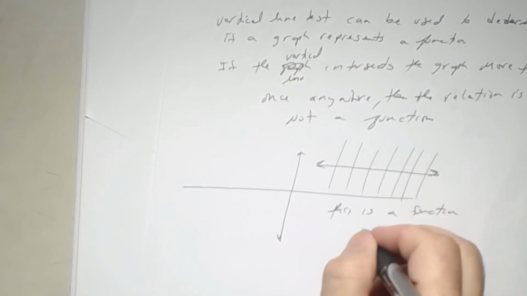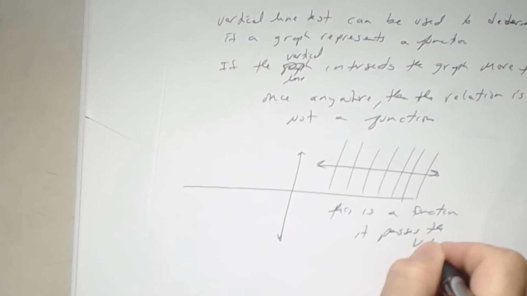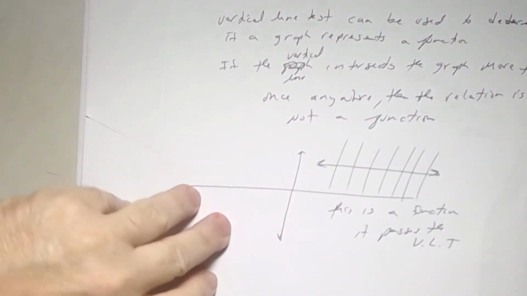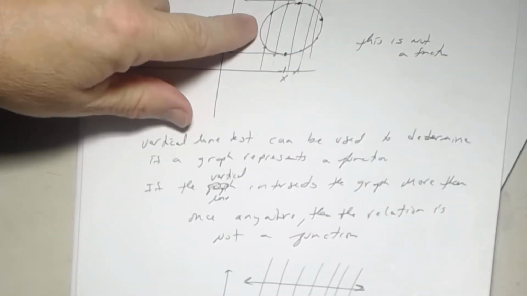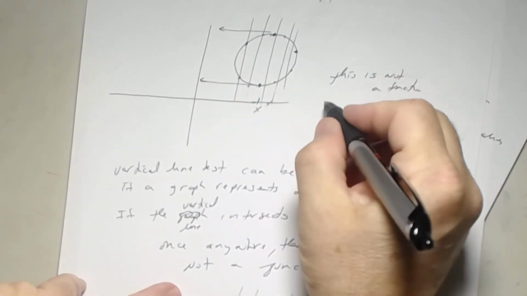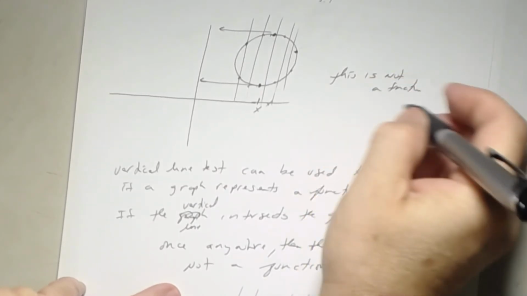Okay, it's a function. It passes the vertical line test. I'm going to go ahead and put VLT, vertical line test. So it passes the vertical line test. So this right here, when I drew this circle, you would say this is not a function. And if I ask why, you would say what? It does not pass the vertical line test. It fails the vertical line test.